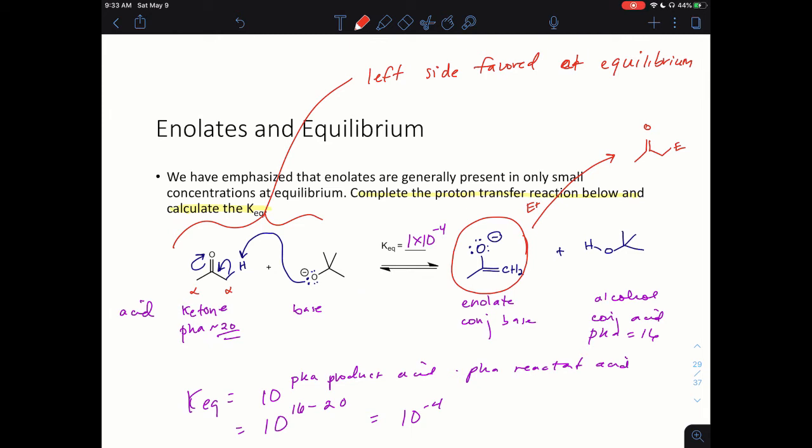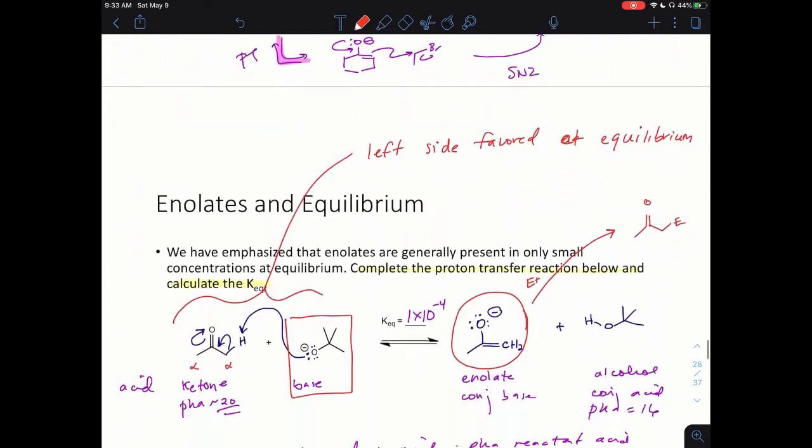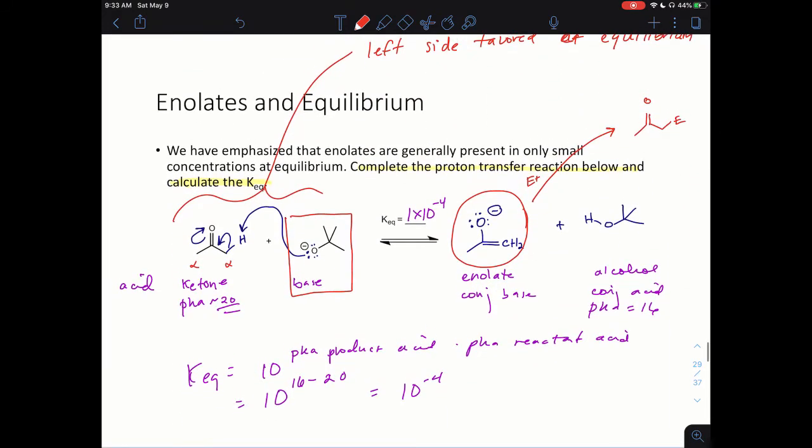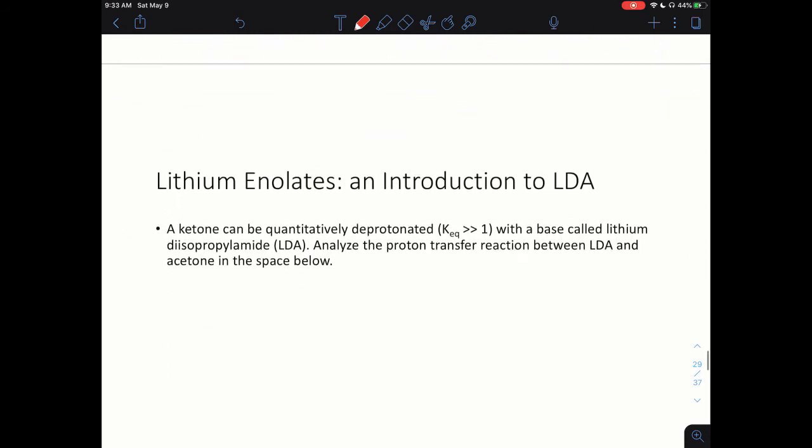But I have to tell you, this doesn't work very well. For enolates to act as nucleophiles with alkyl halides, you really do need to quantitatively generate them, meaning you need an equilibrium constant greater than 1. So the problem here really is the base. The base was the problem for both of our ideas. Sodium hydroxide was the problem, and now sodium t-butoxide is the problem. And it really is just that. Alkoxides are not basic enough to completely generate the enolate. So let's think about a new base.